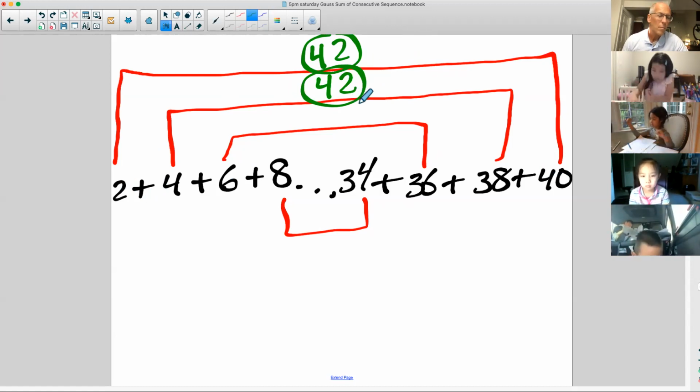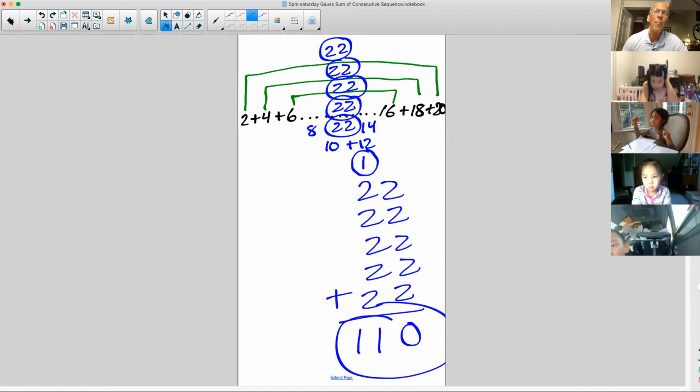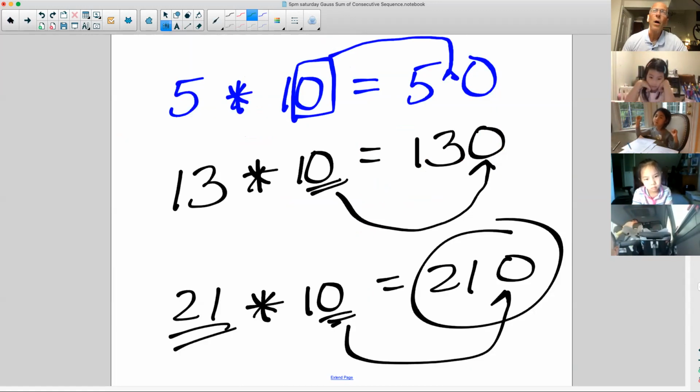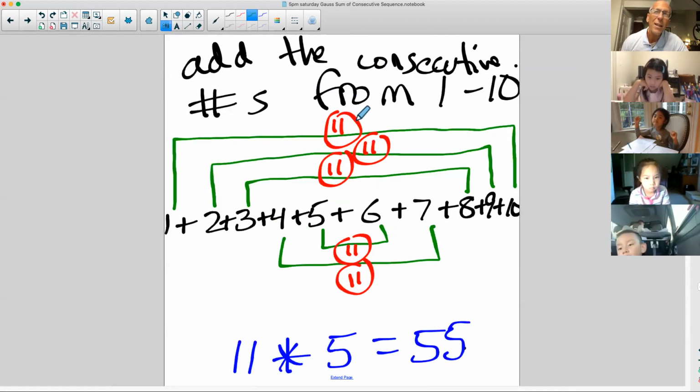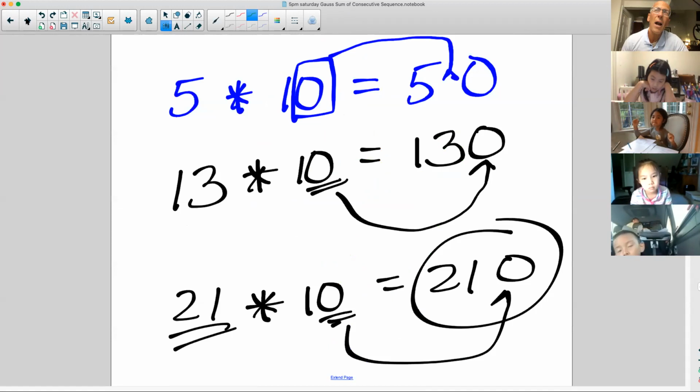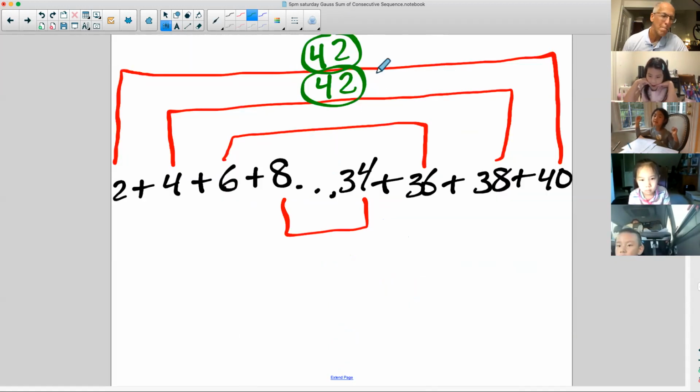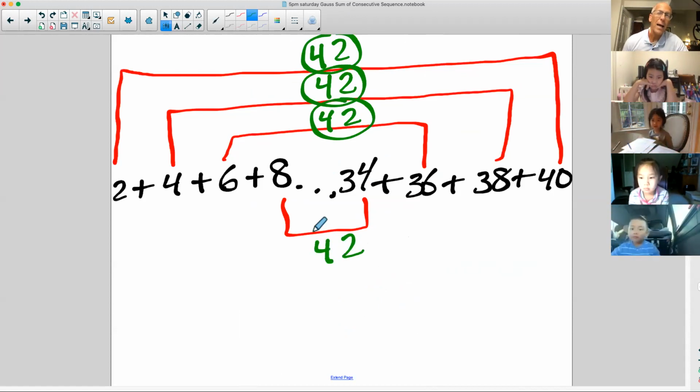Come on, Larry. Everyone has been the same. 22, 22, 22, 22, 22. This one was 21, 21, 21. This one was 11, 11, 11. Larry, what do you think it is? 24 and 42. Very, very nice. And Valerie, what about the last one? 42.